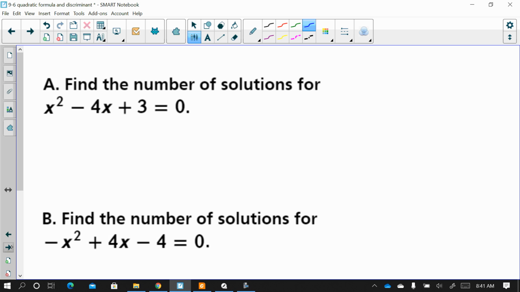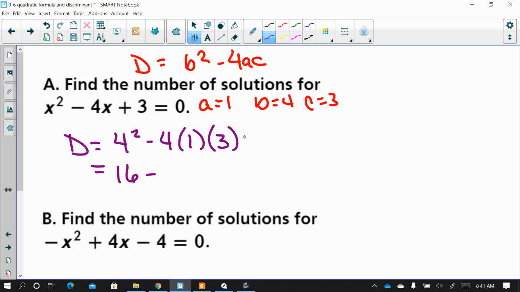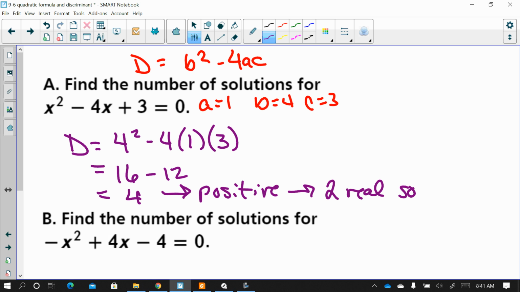So let's find the number of solutions for x squared minus 4x plus 3 equals 0. Remember, the discriminant is just the stuff underneath the square root, so b squared minus 4ac. It's always helpful to know what a, b, and c are. A here is 1, b is negative 4, c is 3. So let's just throw everything in. The discriminant is equal to b squared minus 4 times a times c. So 4 squared is 16, minus 4 times 1 times 3 is 12. This equals 4. Our discriminant is positive, so therefore there are 2 real solutions.